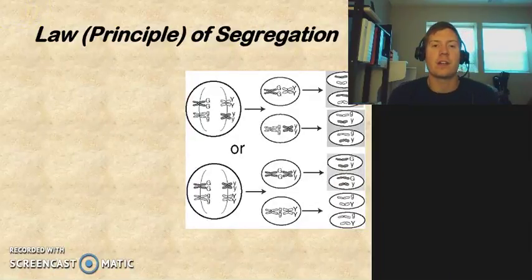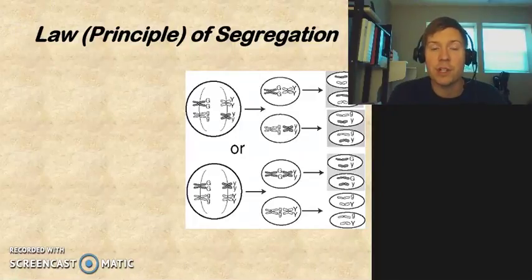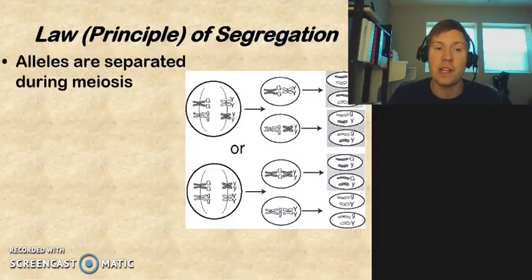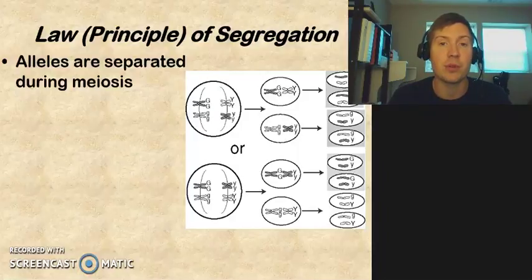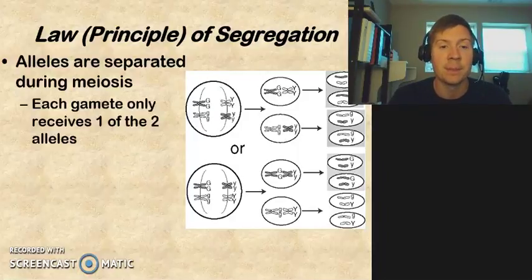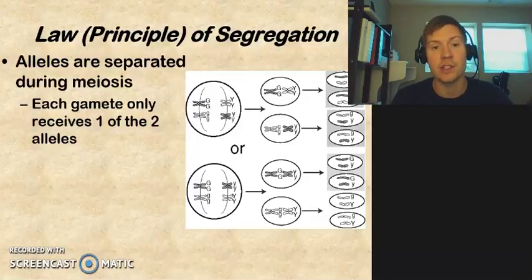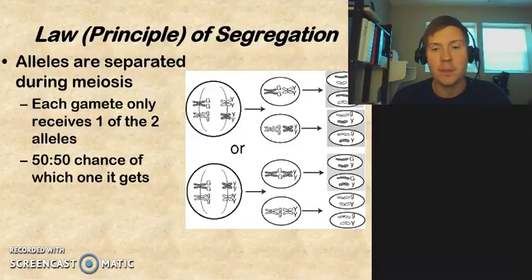Alright, looking at some of Mendel's laws. The first one is called the law of segregation. To segregate means to separate. So what this law says is that alleles get separated during meiosis. Meiosis is the process by which gametes or sex cells are formed. So this is the production of sperm and egg cells. Each gamete will only get one of the two alleles. Remember, we said you have two alleles for each trait, or for each gene, I should say. But when we make gametes, they have half as many chromosomes as our normal cells. So that means each gamete will only get one of those two. And thus, there's a 50-50 chance of which one it gets.